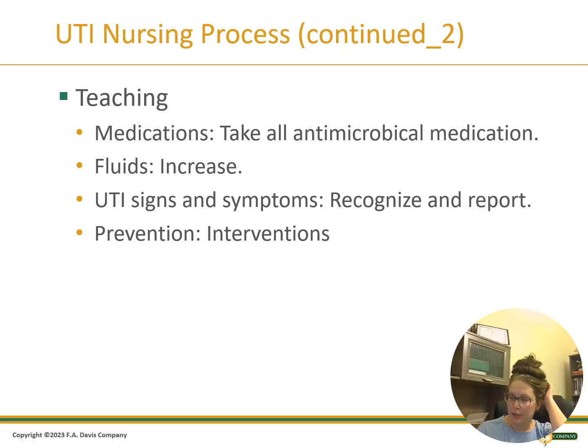So ways to teach prevention intervention is going to be to void regularly, do not delay urination. When you feel it, go ahead and go. Wipe front to back for females, empty your bladder after intercourse, avoid irritants like basically anything from Bath and Body Works, your bubble bath, your perfumed soaps, anything that is really fragrant you want to avoid. Wearing cotton underwear, avoiding tight-fitting clothing, and if present, you want to teach good catheter care.